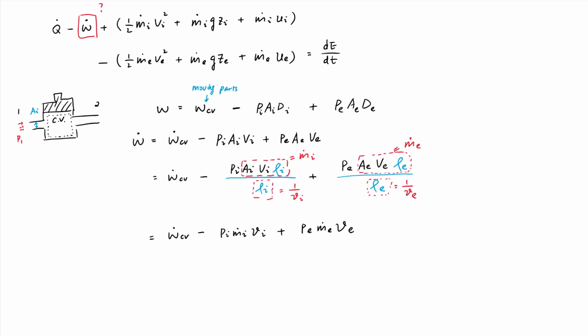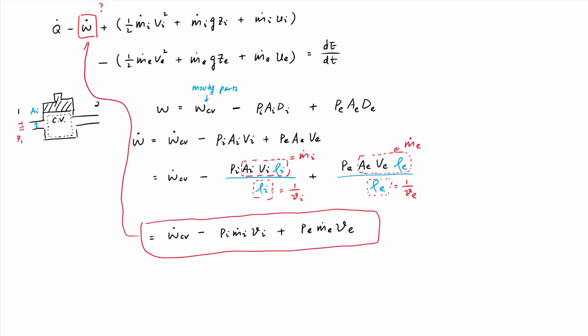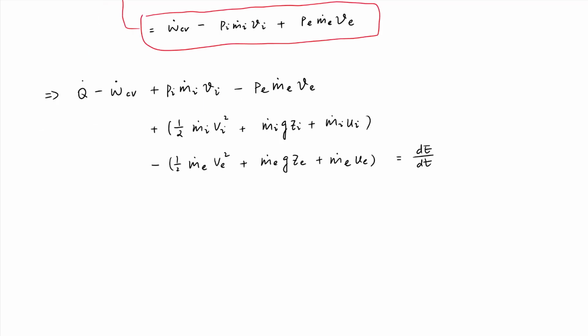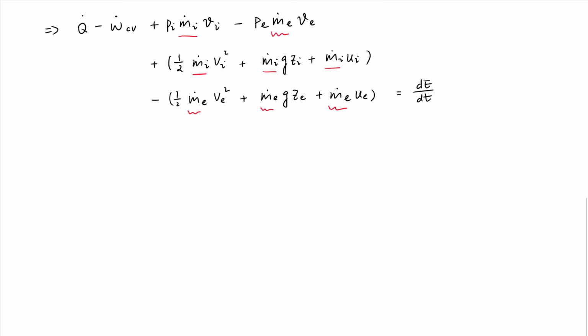All we need to do next is to replace this W dot in our previous equation. This is the equation after we replace the W dot CV with the new solution. And now we can further simplify this equation. If we take a look, m dot I, m dot I, m dot I, m dot I, those four terms have m dot I in common. So we can combine them all together and take m dot I out of them. Same thing, those four terms have m dot E in common. So we can take m dot E out of those four terms. And after we do this algebra, the equation will become.